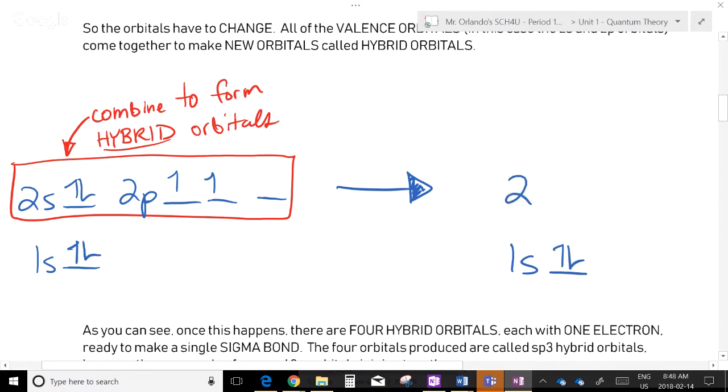But now, in the second shell, do I have an s orbital anymore? No, because I've combined it with the p orbitals. What do we call an orbital that's a combination of an s orbital and a p orbital? Very good. We call it an sp orbital. And then specifically, we used the s orbital. How many of the p orbitals did we use? 1, 2, 3. So we call it an sp3 orbital.